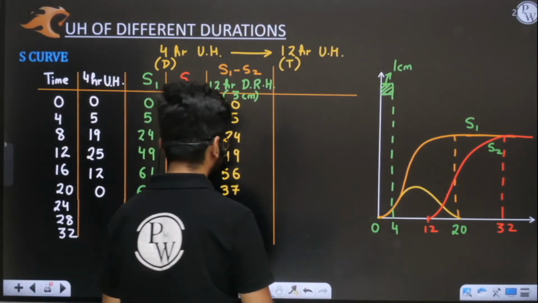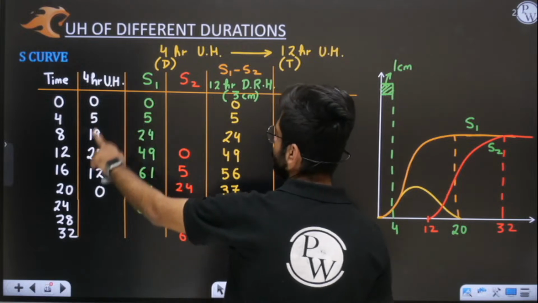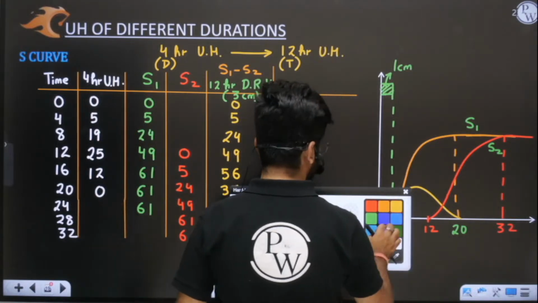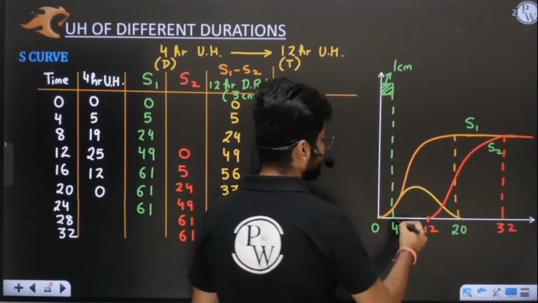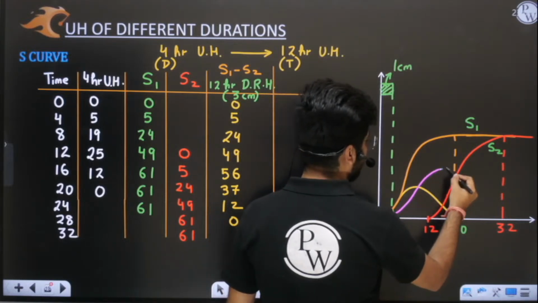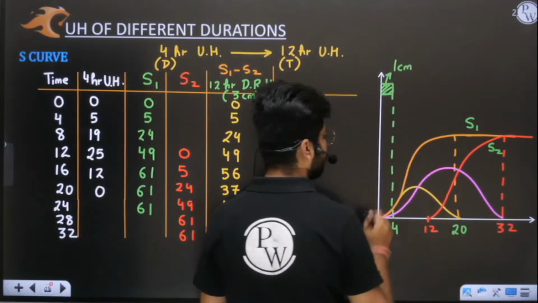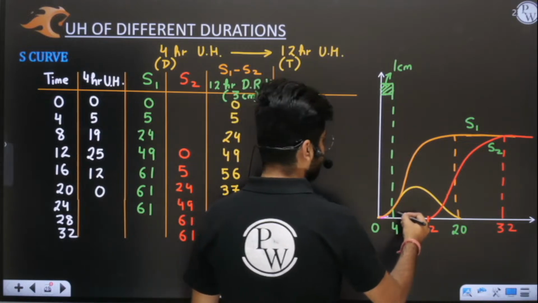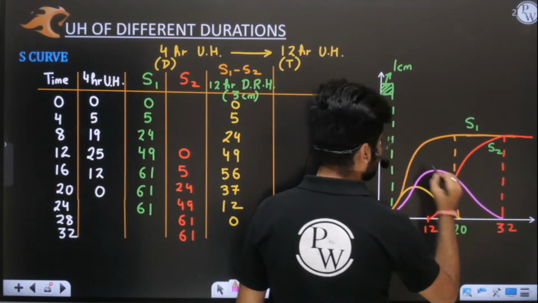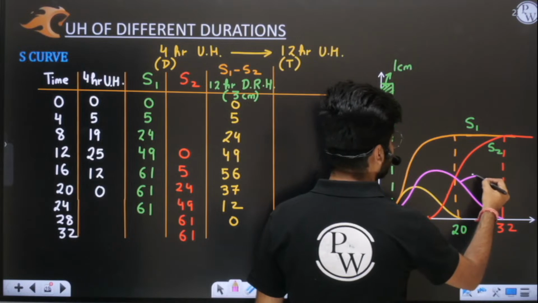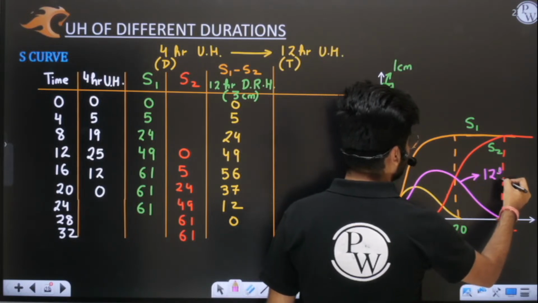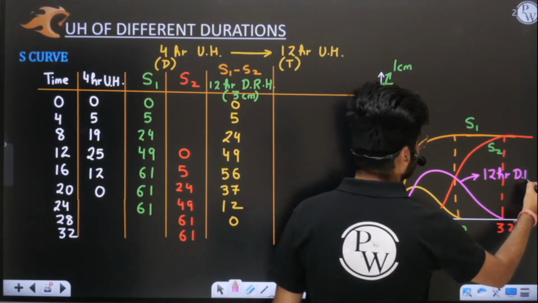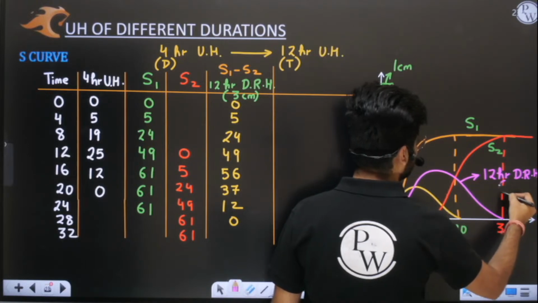So in the graph you will see it like this. It is extending from 0 to 32. In the graph it will be seen like this. From 0 to 32, this graph. This graph is basically what, sir? This graph is the 12-hour DRH. This is the 12-hour DRH of 3 centimeter.